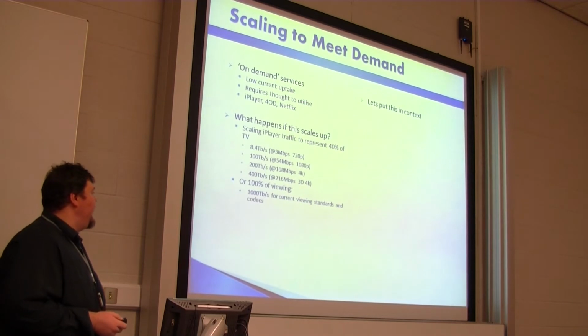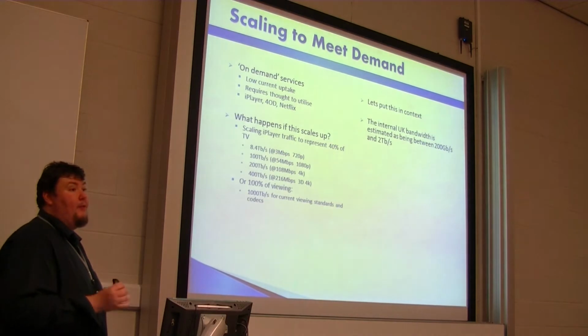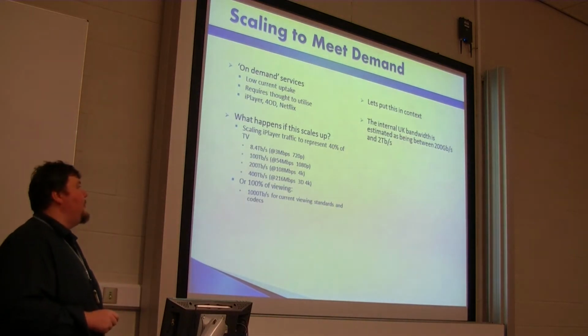So, big numbers. To put it in context, the internal bandwidth of the UK at the moment, across the whole country, is about 2 terabits per second.